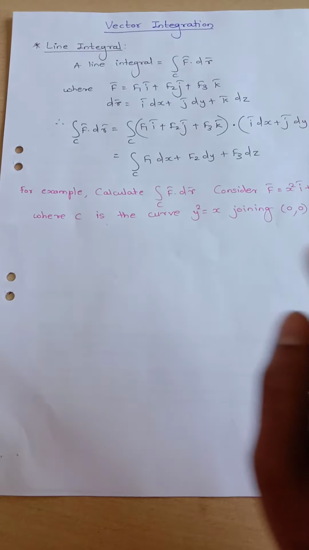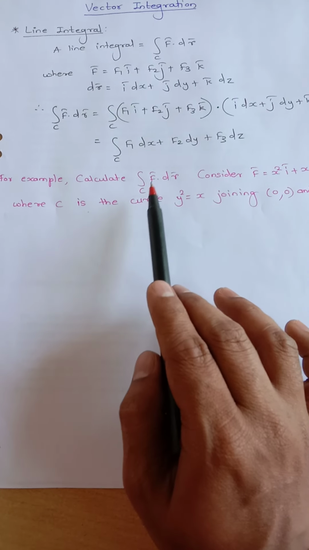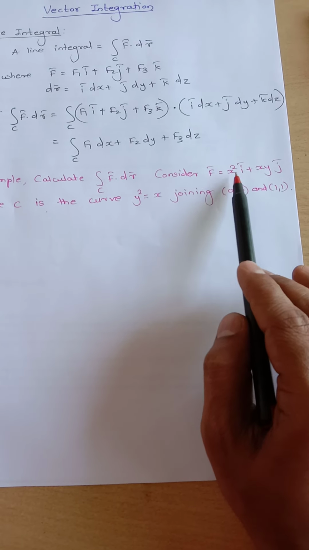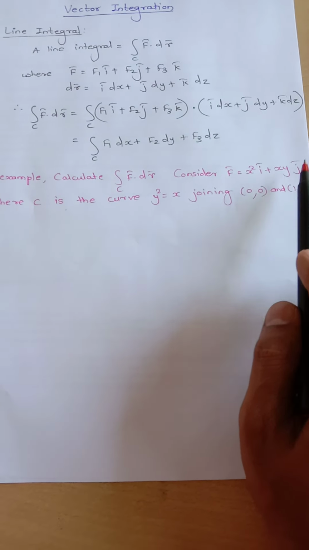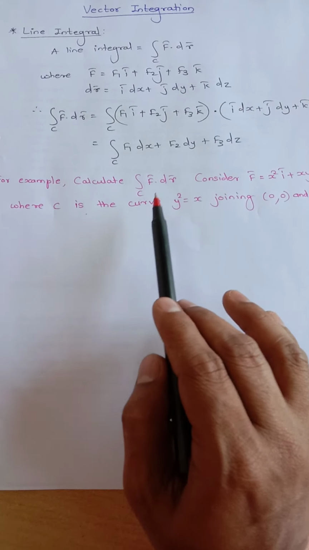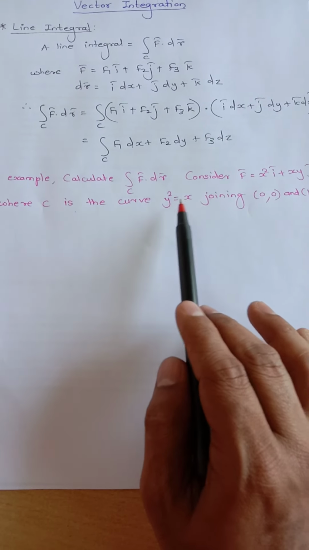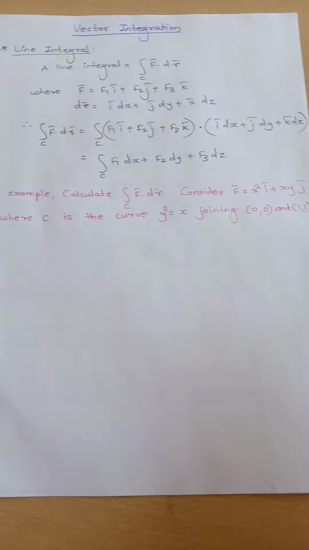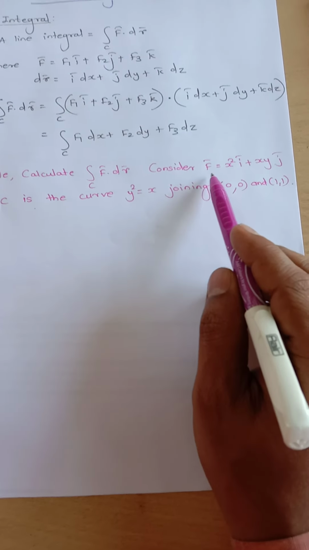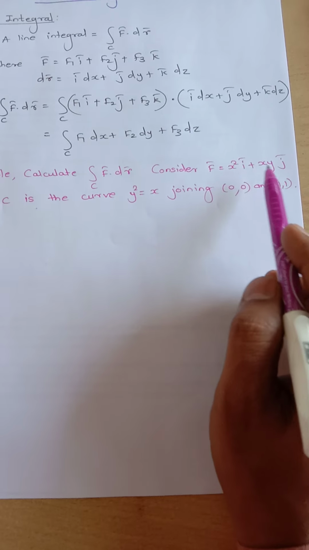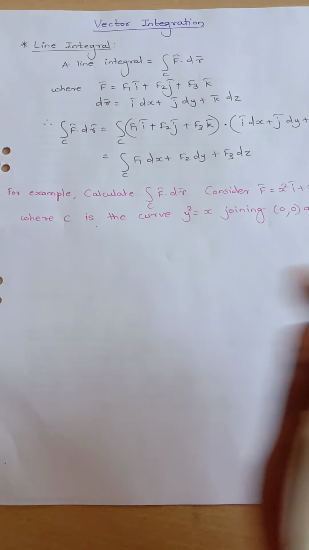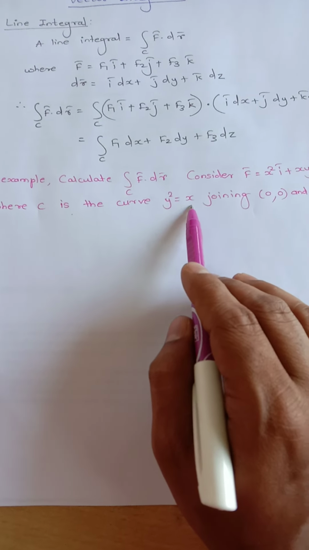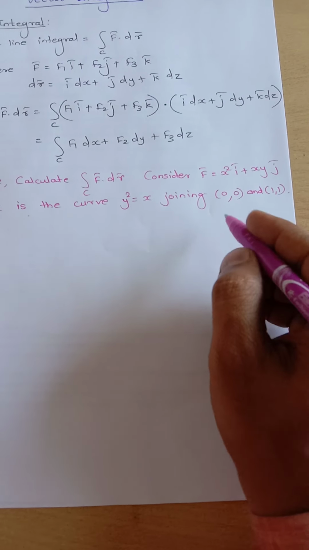For example, we have to calculate this integral over C of f bar dot dr bar. Consider a function f bar equal to x square i bar plus xy j bar, where C is the curve y square is equal to x, joining the points 0 0 and 1 1. So in this example, we are given a vector function f bar equal to x square i bar plus xy j bar, and curve C is the curve y square is equal to x, meaning a parabolic path, joining the points 0 0 and 1 1.